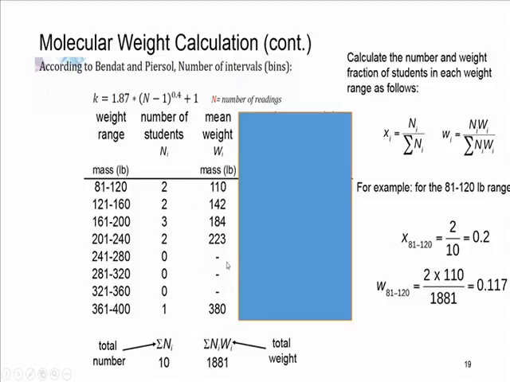Now the next step is to find the value of xi. Remember that xi is the number fraction. So the number fraction is this term divided by the total. So it's going to be 0.2. And for this one it's going to be 0.3, so on and so forth. And the weight fraction is going to be this one times its number divided by the total. So this weighted fraction is going to make the weight fraction.